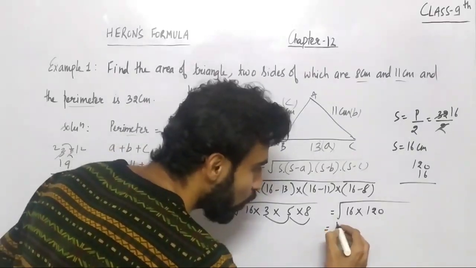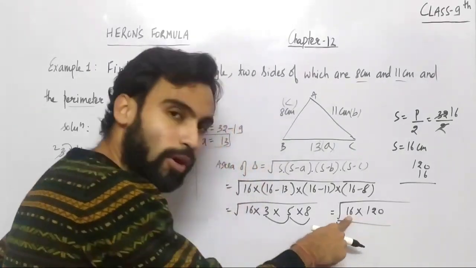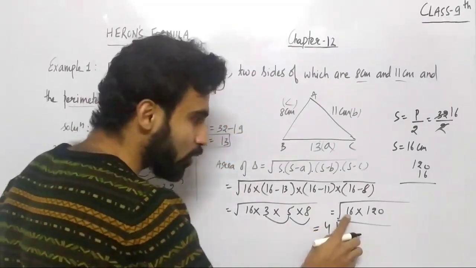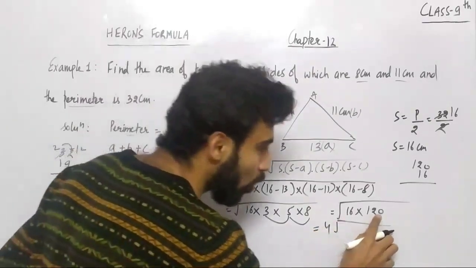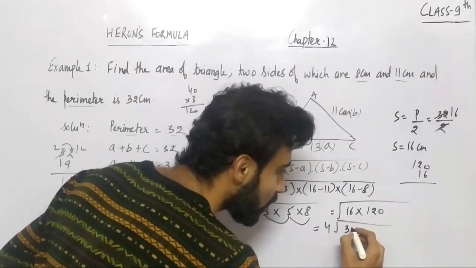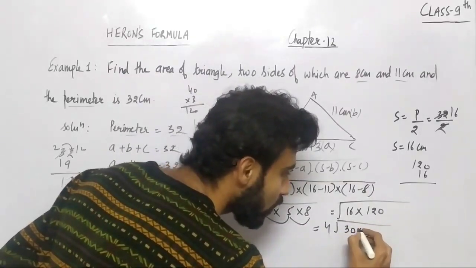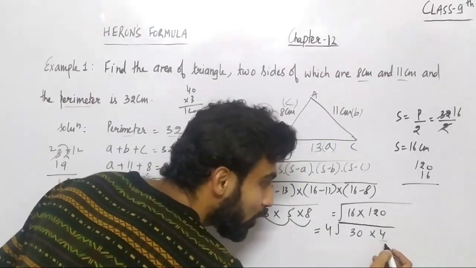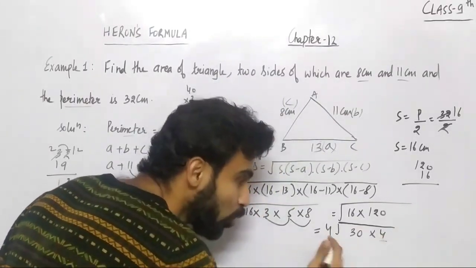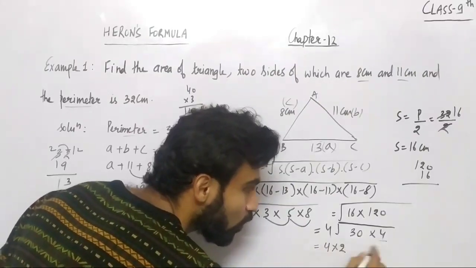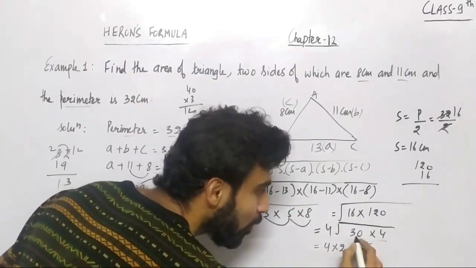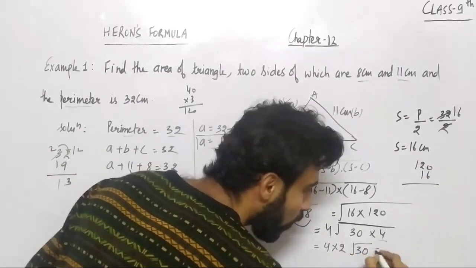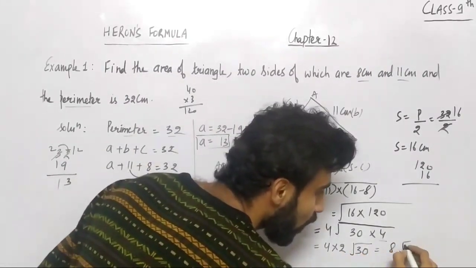Now let me just tell you, the square root of 16 is 4, right? So this will come outside, the square root of 16 was 4. Then talking about 120, that can be written as 30 into 4, right? Now the square root of 4 is 2. So the square root of 4, which is 2, will come outside, then the remaining inside will be 30, right? So 4 into 2, there will be 8, and this square root 30.